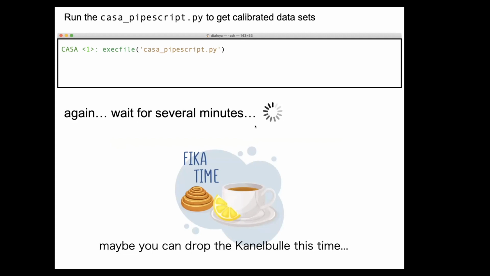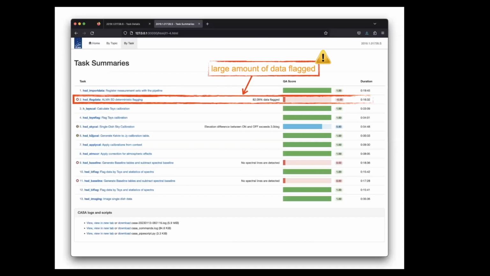and again wait for several minutes for it to do the reprocessing and so on. Now, using those flags, and again fika time, and maybe this time you can just drop the kanelbulle. Otherwise, it would be too much sugar and too much kanelbulle for so many reprocessings. So once it finishes this run, you can check again your weblog, and you will see, for example, now you will have some extra message here where it will be warning you, like you have flagged a lot of data, like 82% of the data.